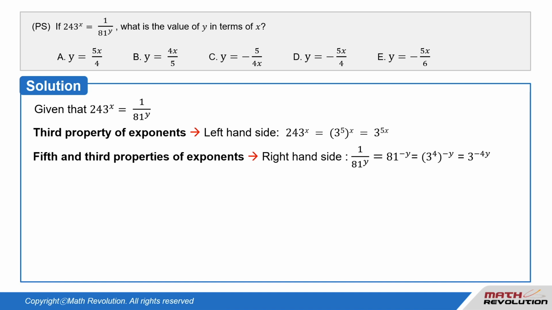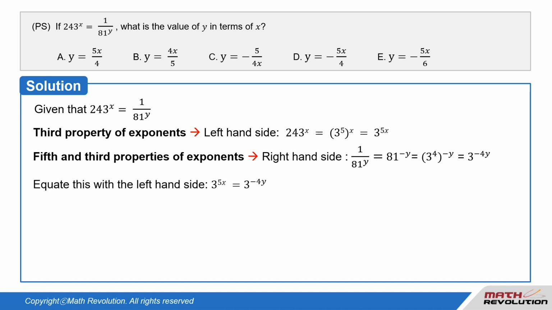Using the fifth property of exponents, we can get the reciprocal of the fraction on the right-hand side by using a negative exponent, and also using the third property of exponents. So, the right-hand side, 1 whole over 81 to the power of y, equals 81 to the power of negative y, which equals 3 to the power of 4 whole to the power of negative y, which equals 3 to the whole power of negative 4 times y.